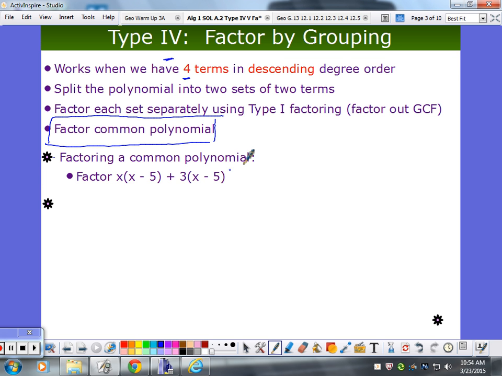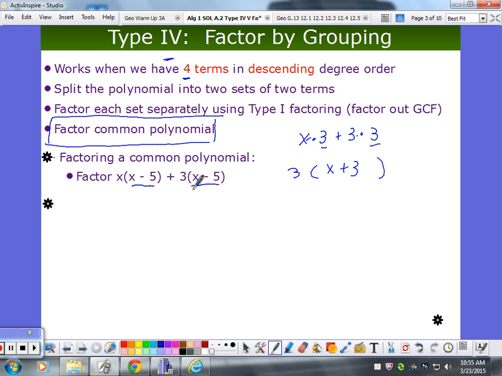So let me say this was something else. Maybe I had x times 3 plus 3 times 3. What's the common factor in this? 3. And I factor it out, and then what's left? X plus 3, right? Now look at this thing. What's the same in both terms?